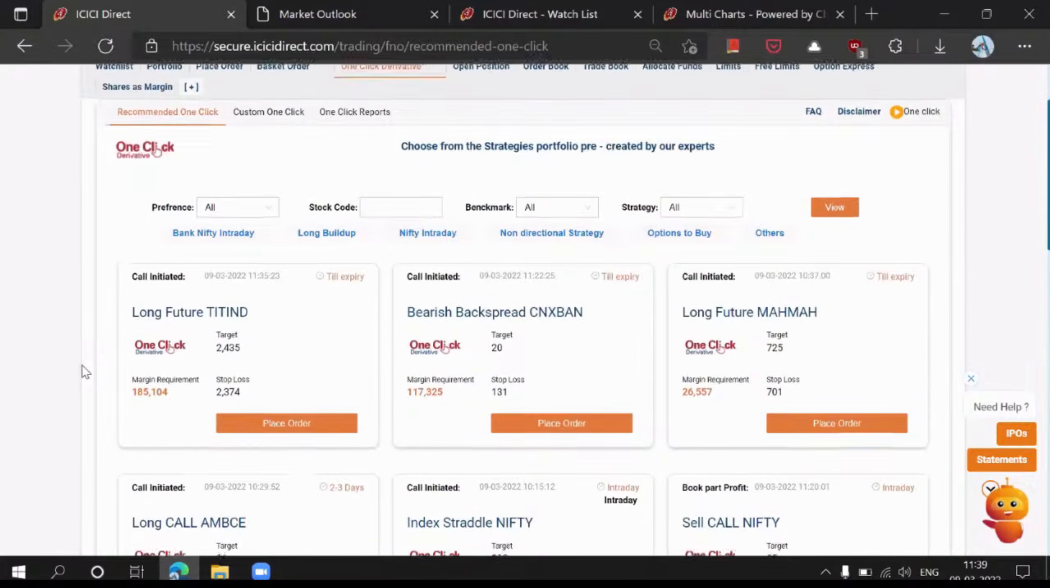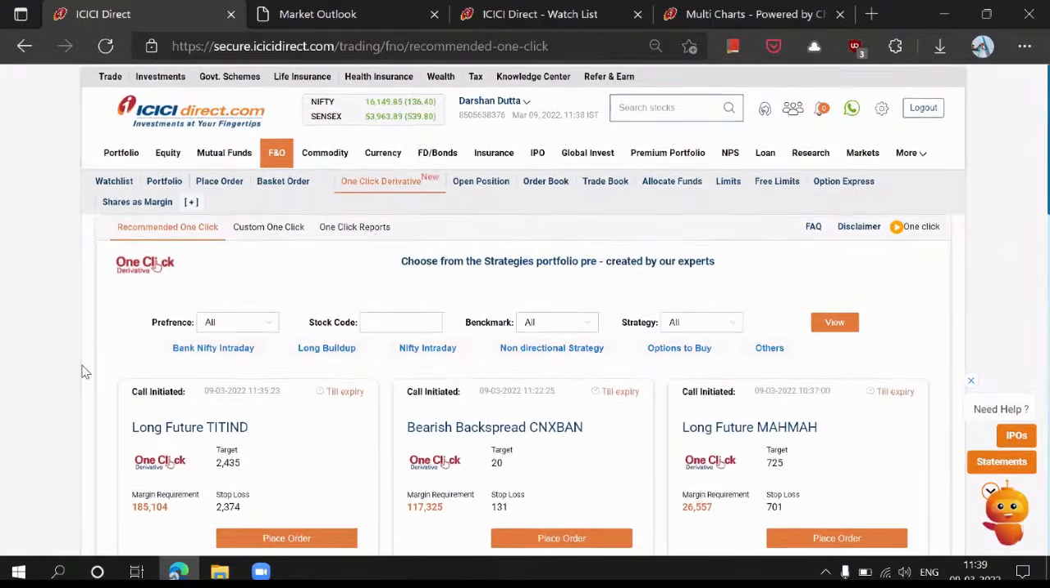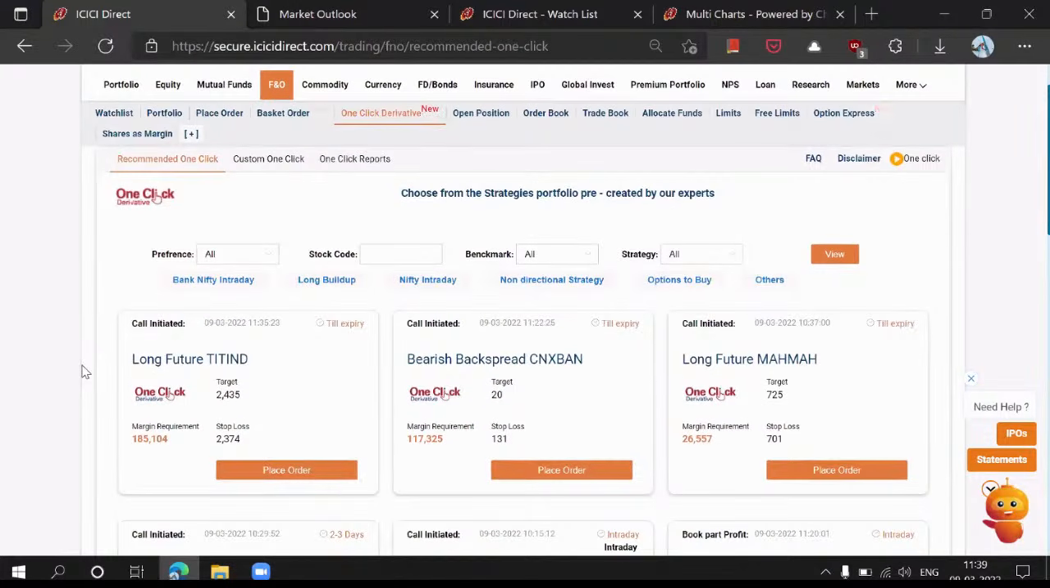So these are some of the things. Let me take some questions which are there in the chat window. I think there are a lot of questions. We'll also show you the mobile app as well. So right now we will go to the mobile app.